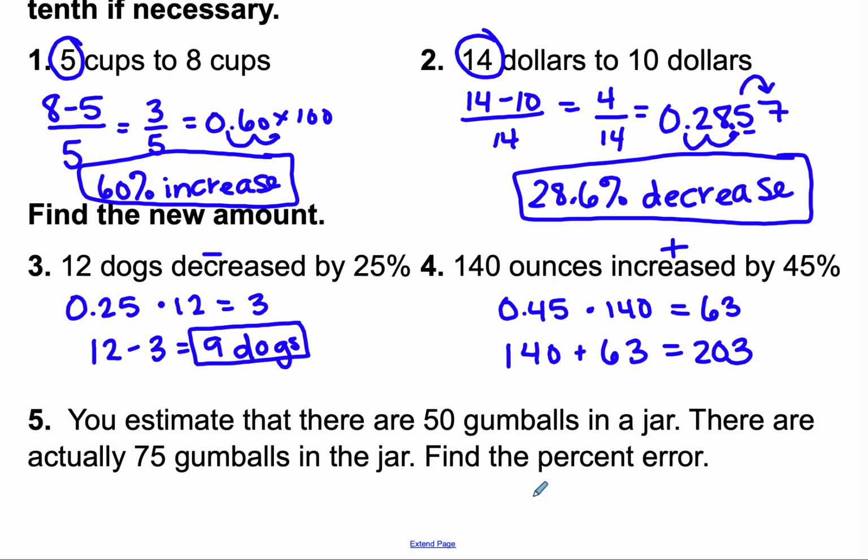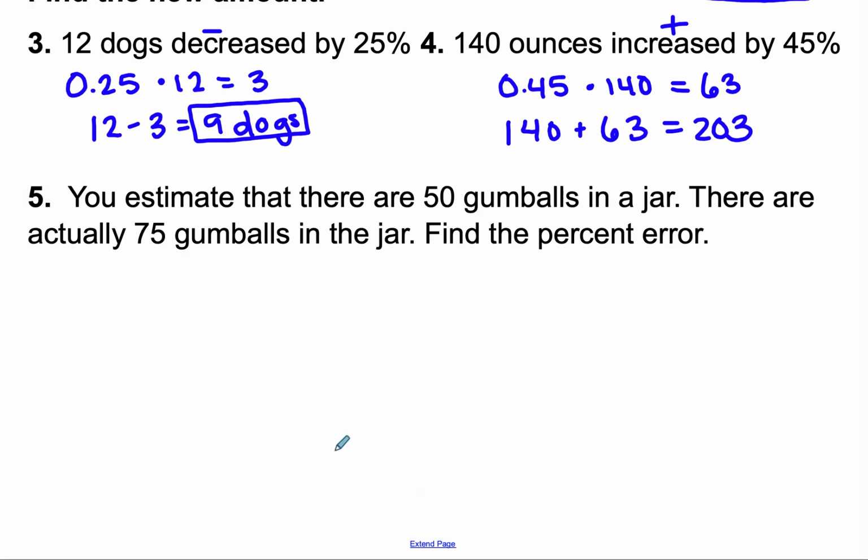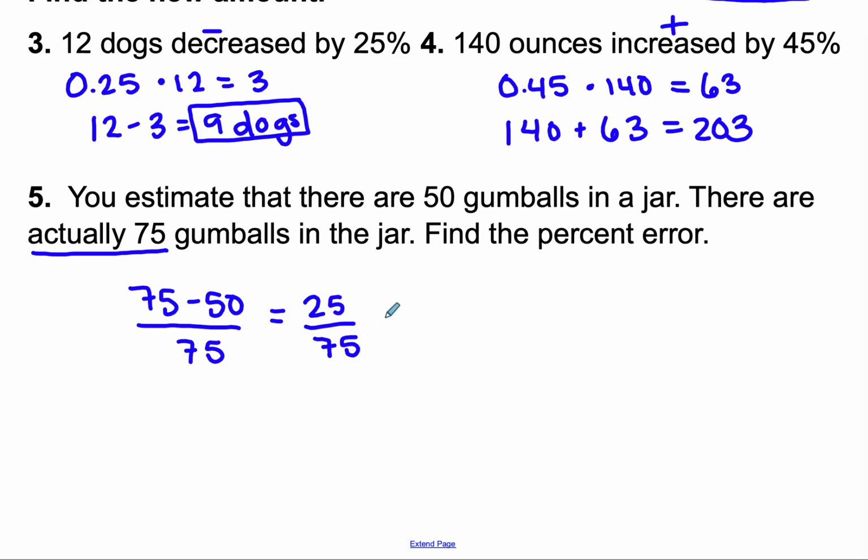All right, and then for number 5, you estimate there are 50 gumballs in a jar. There are actually 75. Find the percent error. The actual is what we're going to divide by. So we're going to do 75 minus 50. We're going to be dividing by the actual, which is 75. 75 minus 50 is 25. 25 divided by 75 is going to give us 0.3, repeating.